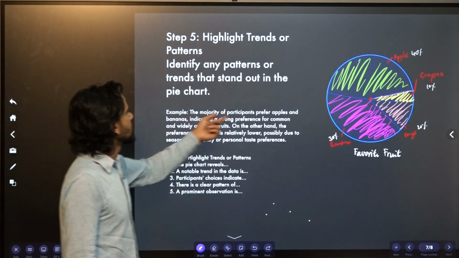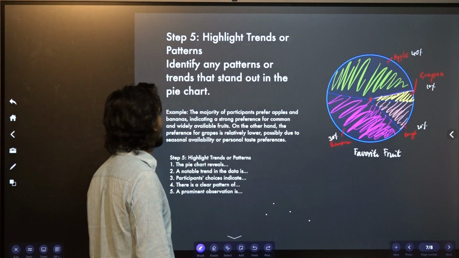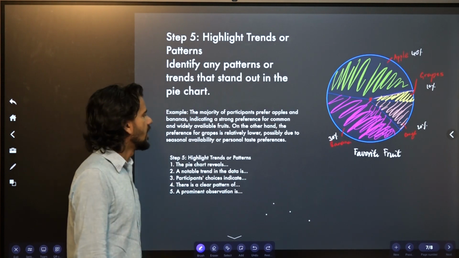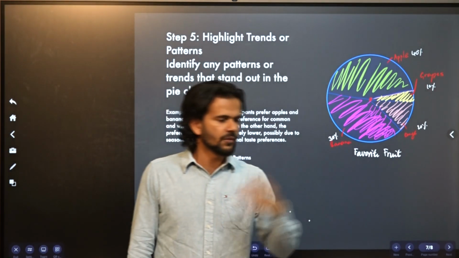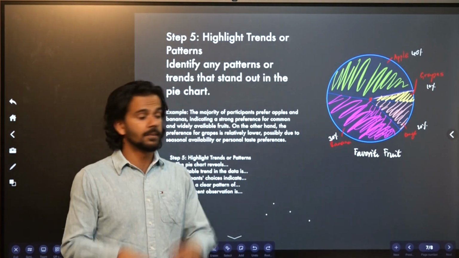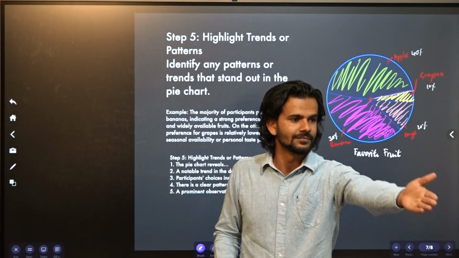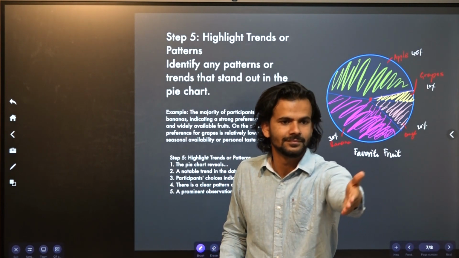For example, the majority of the participants prefer apples and bananas, indicating a strong preference for the common and widely available fruits. What's your favorite fruit? If somebody asks you what's your favorite fruit, tell me fast. Banana. Apple. Mango. Banana. Mango. Jackfruit.